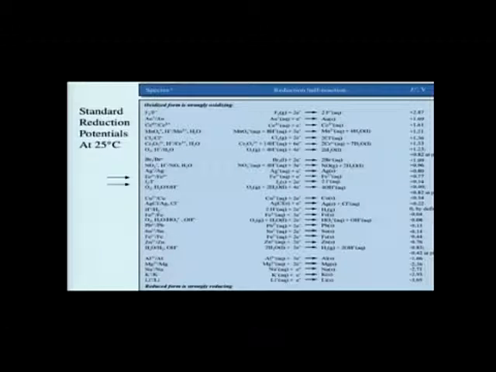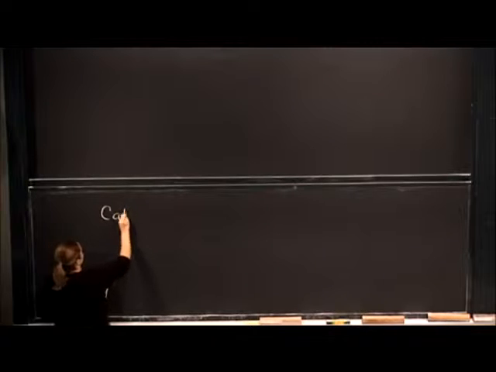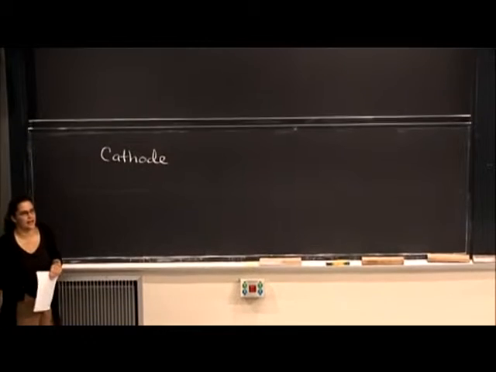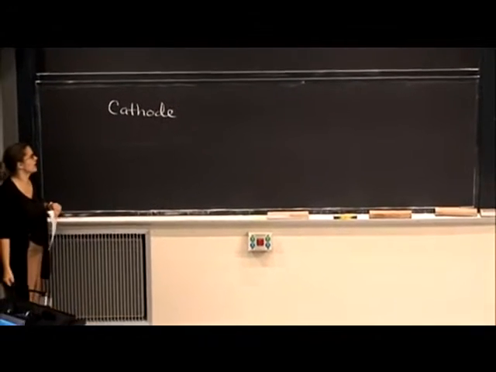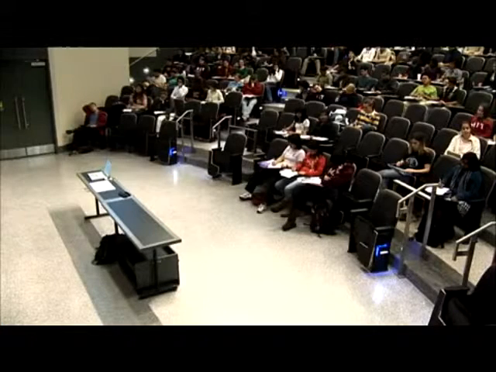Standard reduction potentials on this table. It's a little hard to see, so I'll go back over there. So now we have to figure out, if we see this equation, what's the reaction that's going on at the cathode? First, tell me what's happening at the cathode. Is it an oxidation or reduction happening at the cathode? The reduction is happening at the cathode.